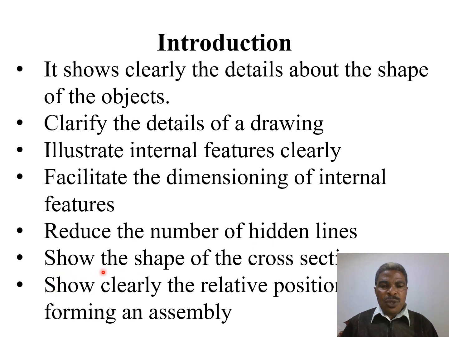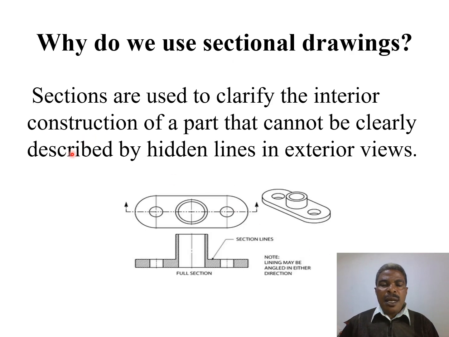We use it to show the shape of the cross section of the parts. Also, we show very clearly the relative positions of the parts forming an assembly. Why do we use sectional drawings? As we have said, sections are used to clarify the interior construction of a part that cannot be clearly described by hidden lines in the exterior views.